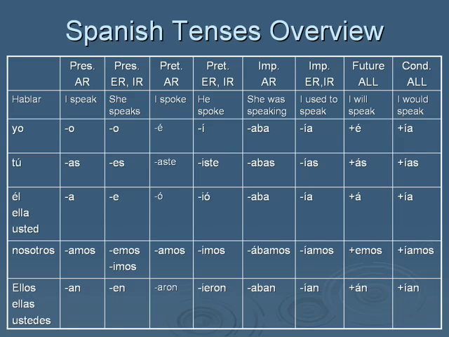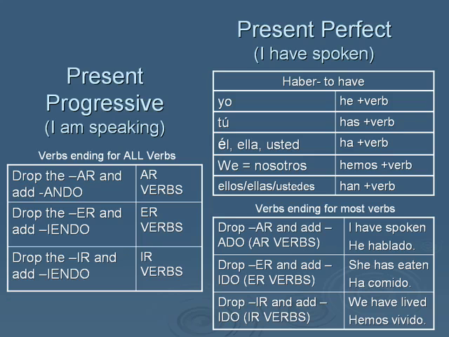So let's go over it briefly. Present would be I speak or she speaks. Preterite would be I spoke or he spoke. Imperfect would be she was speaking or I used to speak. The future would be I will speak, and the conditional would be I would speak. And the present progressive is I am speaking, and the present perfect is I have spoken.